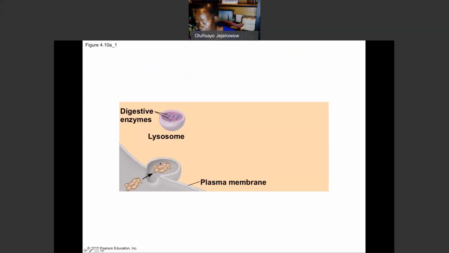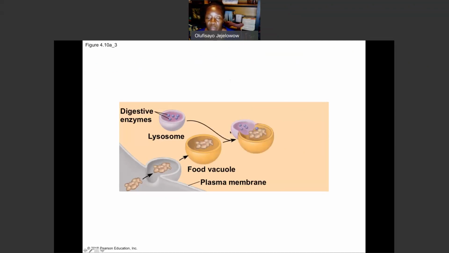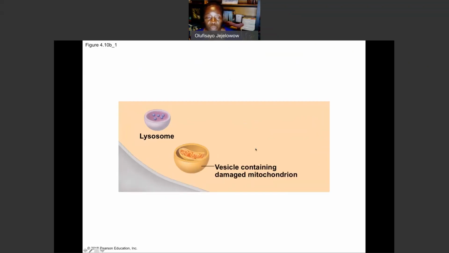So in protists, you have digestive enzymes inside the lysosome. This is a food vacuole forming as the protist engulfs food from its environment, and the digestive enzyme is released and breaks down the food into useful nutrients. The digestion is completed, nutrients are absorbed by the cell, and it can use them to grow.